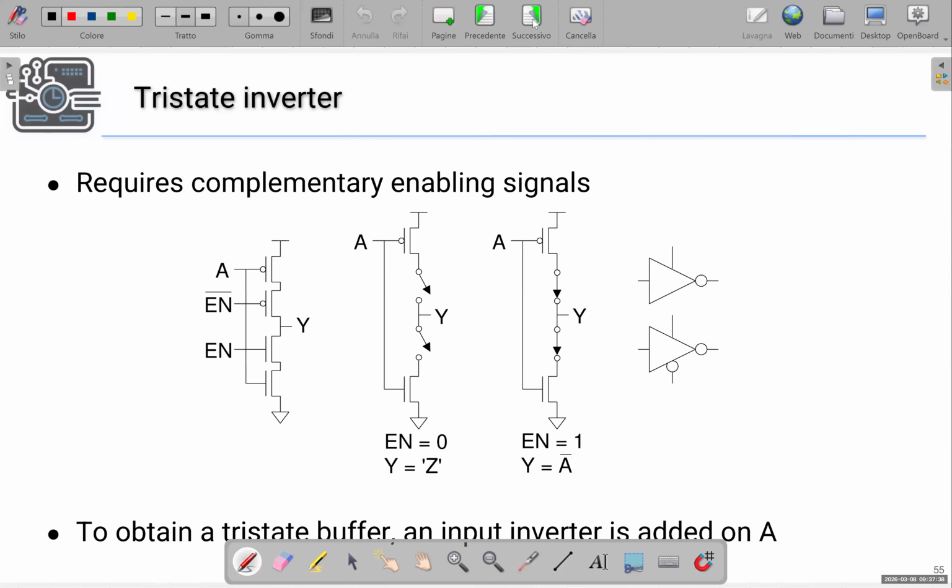Actually, this is what I have just explained for the three-state inverter. We have these two additional switches here that are driven by the enable and enable complement signals, which either connect or disconnect the output from the pull-up network and from the pull-down network. Okay?